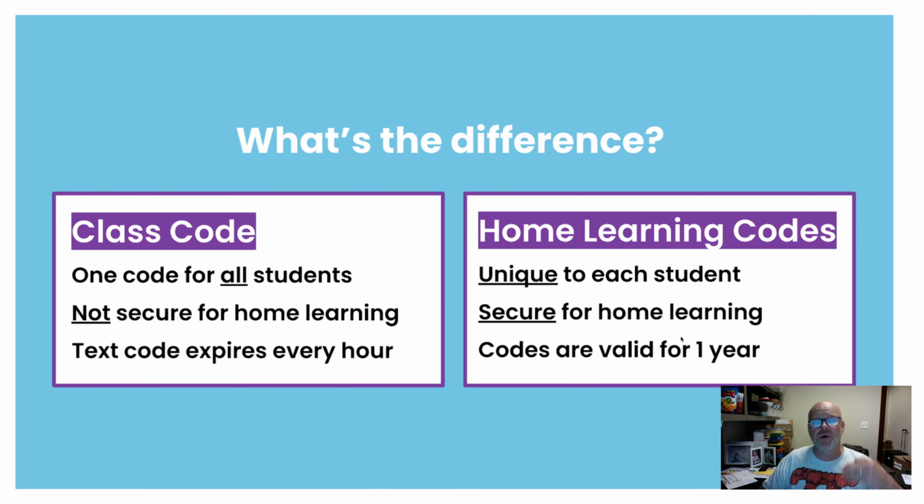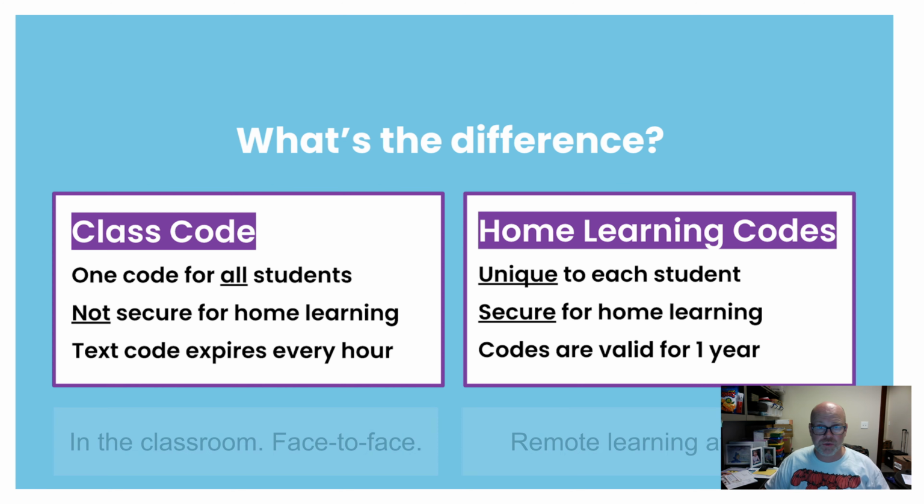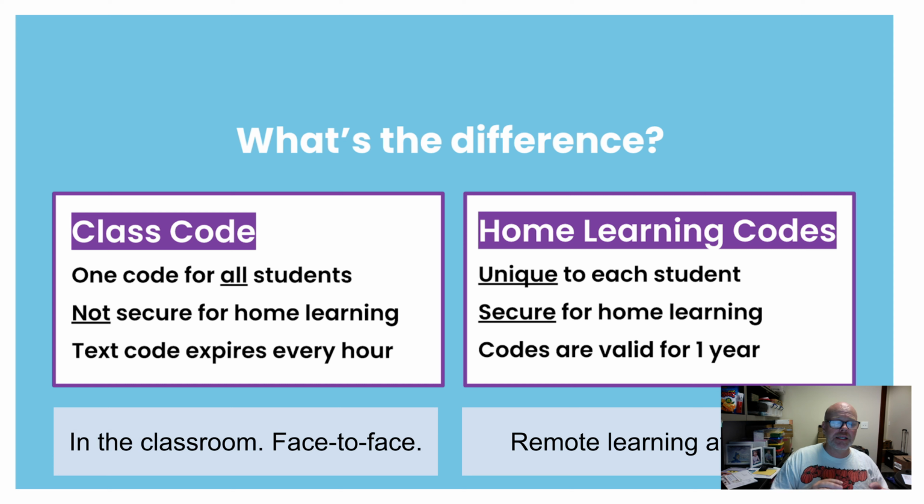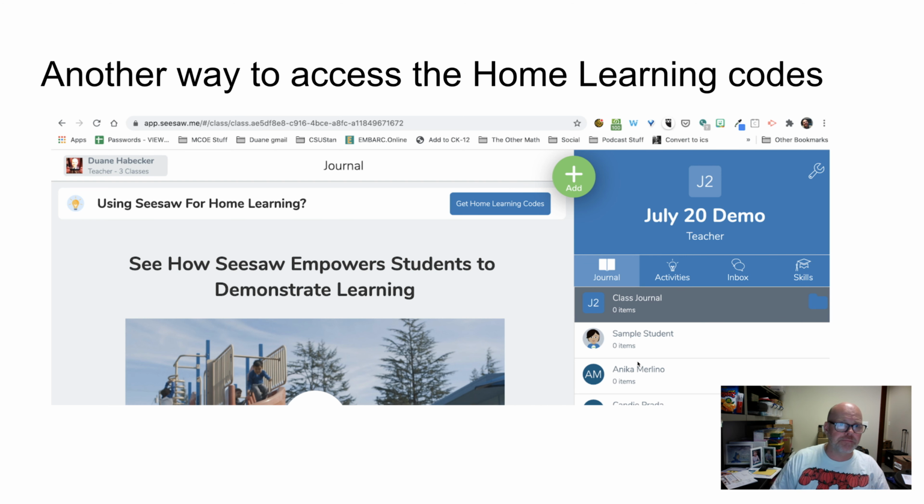Each student gets their own unique code. Once they've logged in and used that code, they're done. They don't need to memorize that code at all. It's secure. Kids can't see other kids' work, neither can the parents, so it's all good. And that code lasts for the entire school year. Basically, in the classroom, face-to-face, you're going to use class code on the left. However, when you're doing remote learning, you're going to do the home learning codes on the right.